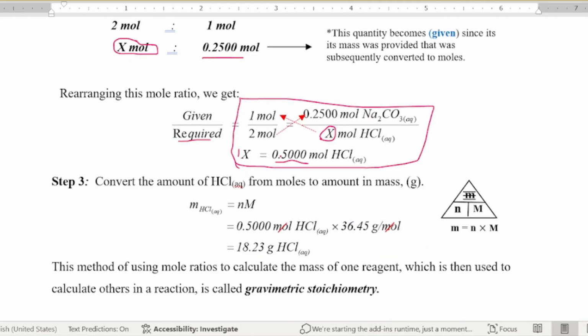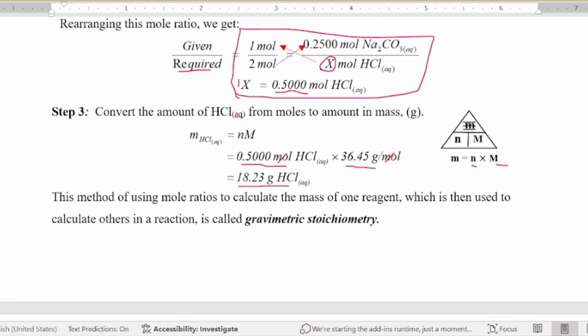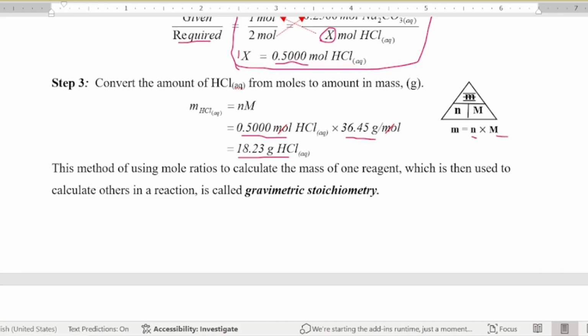Now what is the mass of this? You use this one here. Mass is equal to the number of moles times the molar mass. So in this case, the mass of the HCl will be equal to the number of moles we just calculated, times the molar mass of HCl, and this is what you're going to get. So the method of using mole ratios to calculate the mass of one reagent, which is then used to calculate others in a reaction, is called gravimetric stoichiometry.